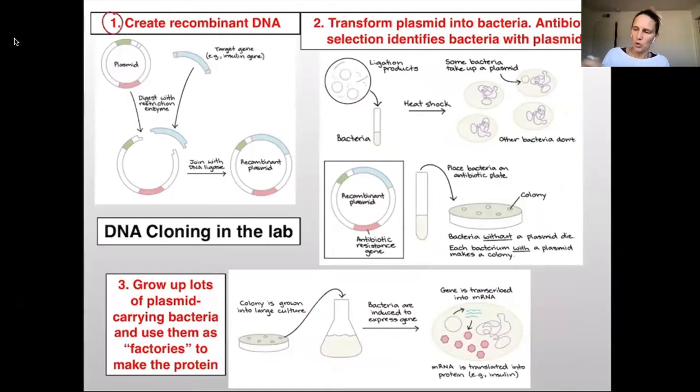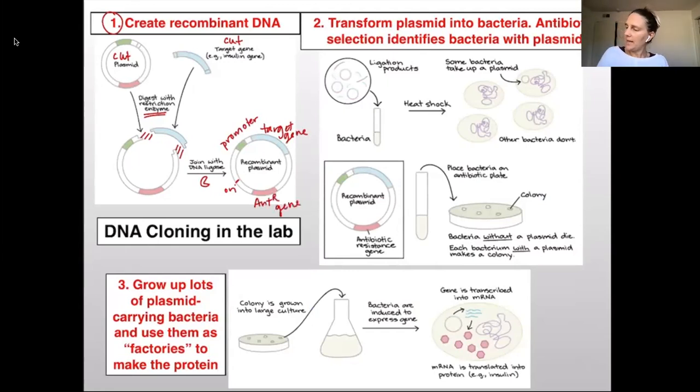So first thing, we are going to create recombinant DNA. We are going to cut the target gene. We are going to cut the plasmid, both with the same restriction enzymes. Those sticky ends will be complementary. We will then use DNA ligase to create our recombinant plasmid. Remember, plasmids are going to have an origin of replication. They are going to have a promoter. They're going to have our target gene, and they're going to have some sort of antibiotic resistance gene.